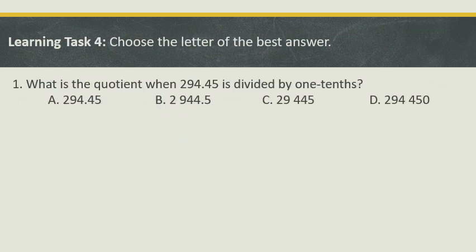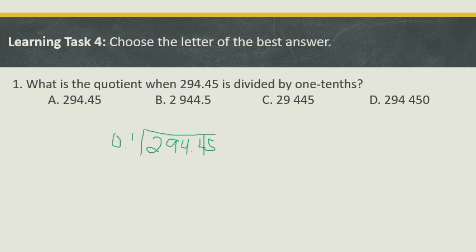Then, next learning task. So, we will choose the letter of the best answer. So, number 1, what is the quotient when 294 and 45 hundredths is divided by 1 tenth? So, ang 294 and 45 hundredths divided by 1 tenth.